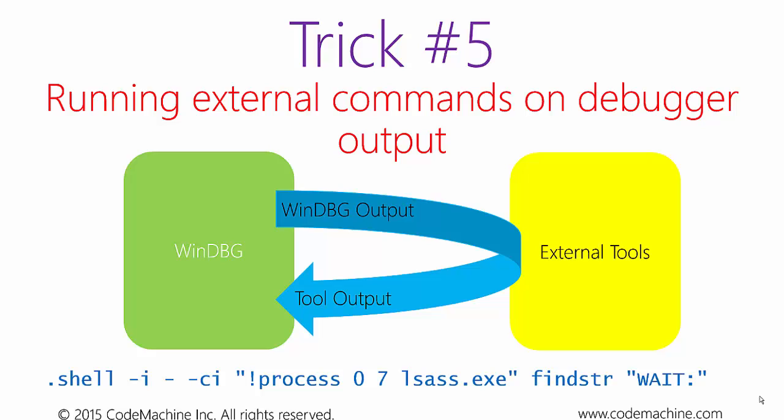In this example that we'll use to demonstrate this, we would like to learn more about the threads in the process lsass.exe. We want to know what each thread in the process lsass is waiting for. To obtain a list of all the threads in the process lsass, we run the kernel debugger command !process 0 7 lsass.exe.